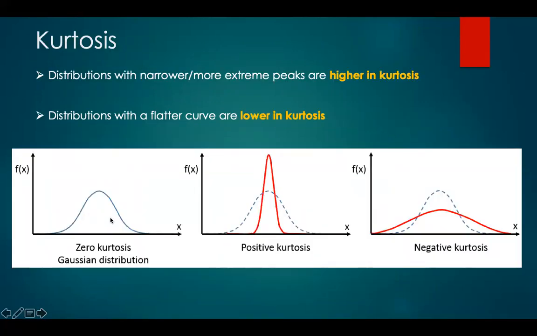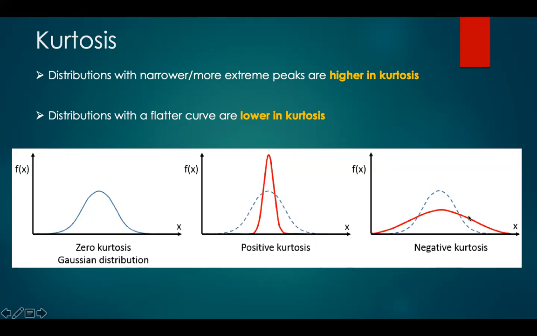Now, this question of whether or not there are more scores in the center or the tails of distributions pertains to a statistic referred to as kurtosis. Distributions with narrower, more extreme peaks than the normal distribution are higher in kurtosis, and that can be seen right here in the center. So this very peaked distribution is high in kurtosis. It has positive kurtosis, and it's also referred to as a leptokurt.